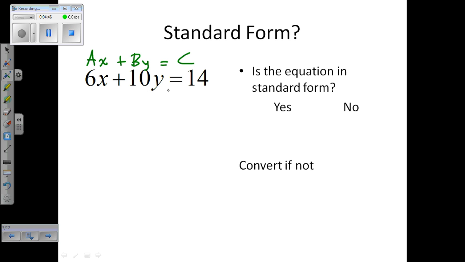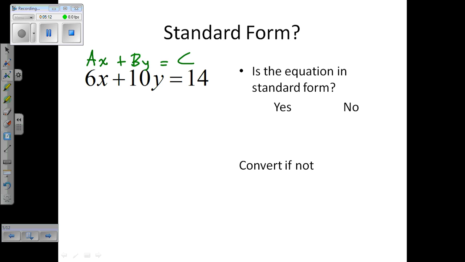Ax, by, c, looks pretty good. So now let's check the 4 rules. First of all, A and B cannot both be 0, and they're not. A is 6 and B is 10. Secondly, A, B, and C all have to be integers. And they are 6, 10, and 14. They're all integers. Third rule, A, B, and C cannot have a GCF other than 1.